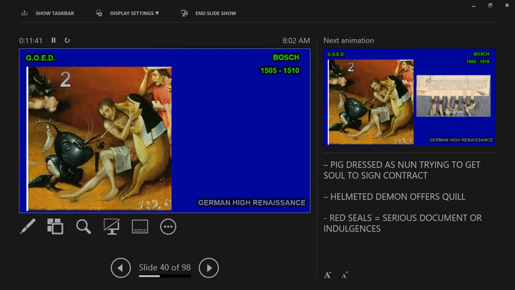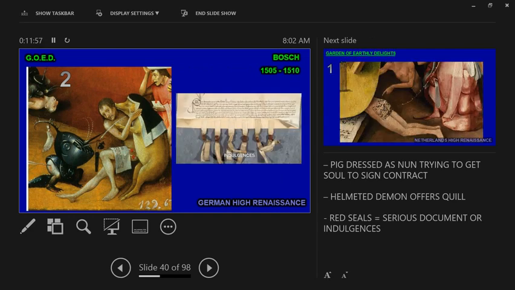The number 2 detail of the Garden of Earthly Delights, we have this pig dressed up as a nun trying to get this soul to sign a contract while this demon offers a quill to sign the contract. But that contract looks like an indulgence. I've talked to you guys about indulgences. When people wanted to get into heaven in the Roman Catholic Church, they gave the church money. The church gave them an indulgence, and that allowed them to go into heaven.